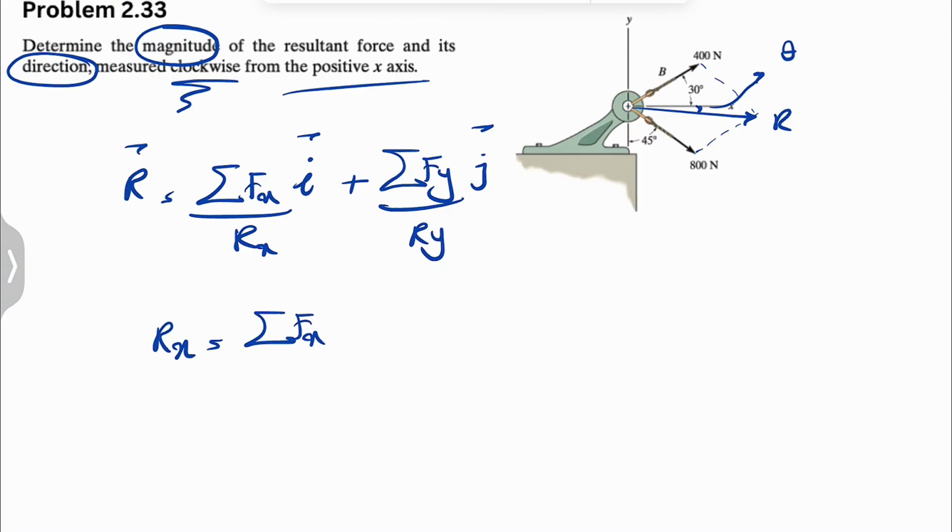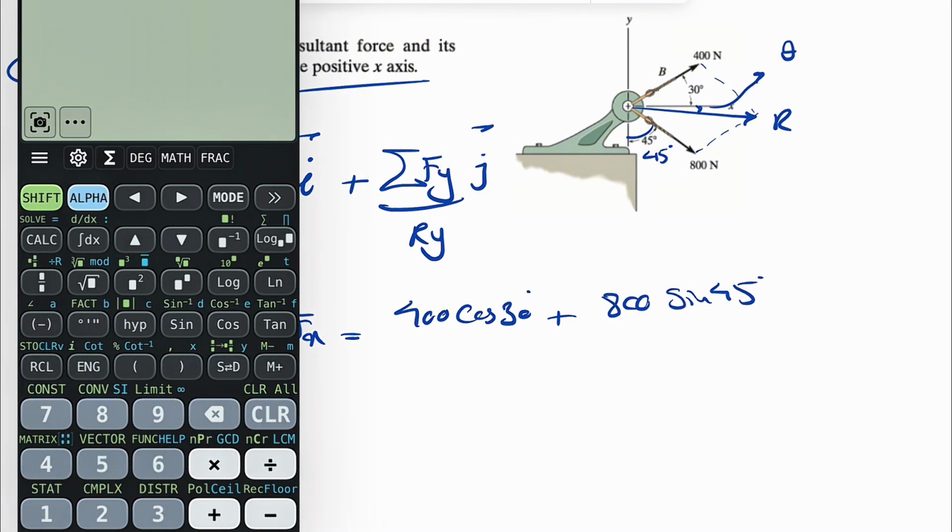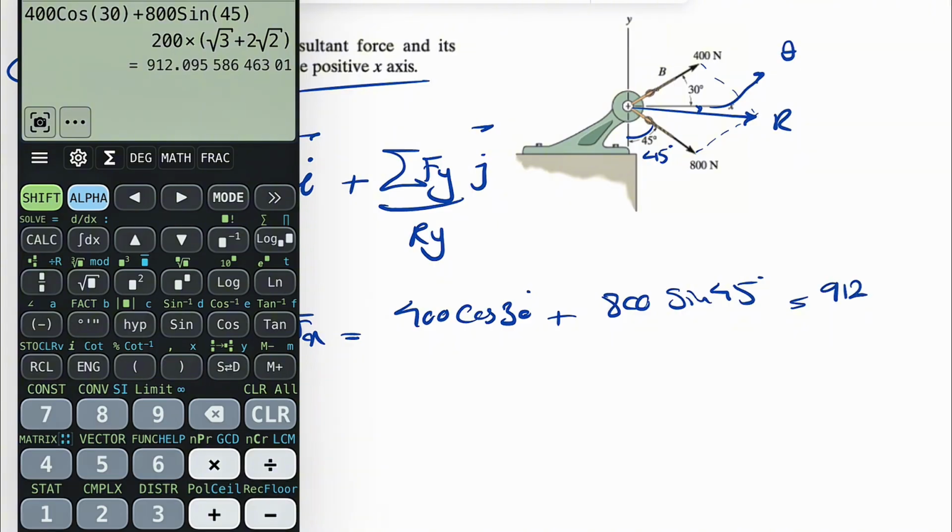So we are looking for the sum of forces in the x direction. So we have this angle right here, 45 degrees, and the other angle is 30 degrees. So we have 400 cosine of 30 degrees plus 800 sine of 45 degrees. So that's going to give us the Rx. So 400 cosine of 30 plus 800 sine of 45. So this is going to be 912.1, and it's going to be newtons.